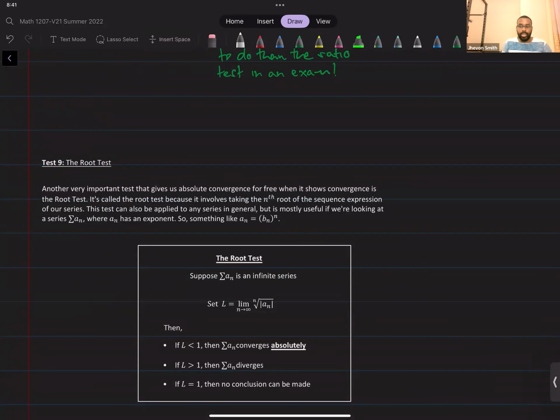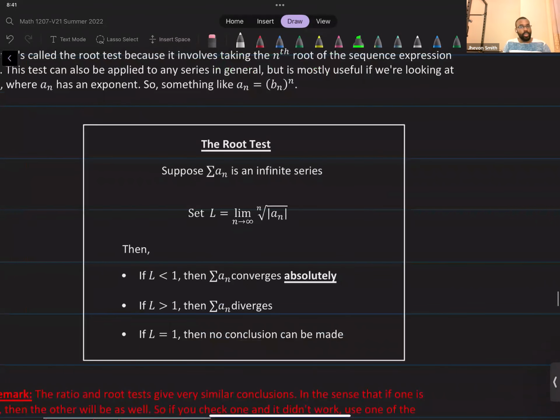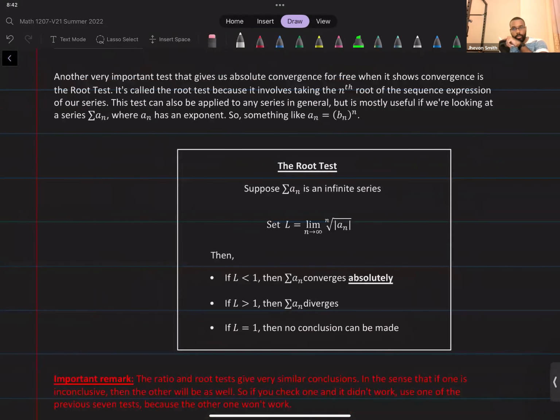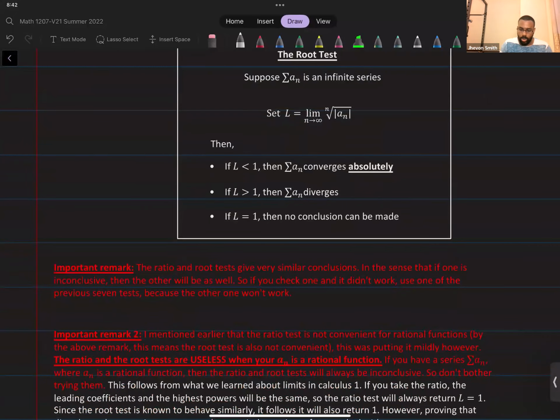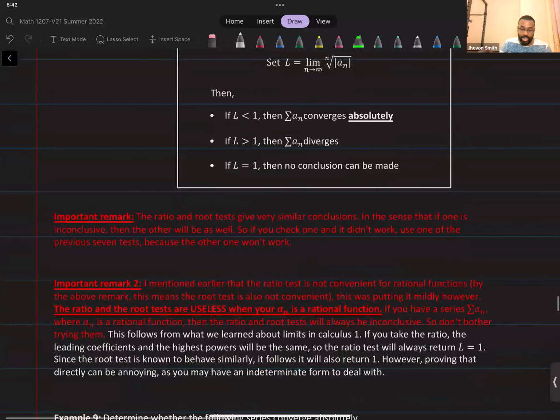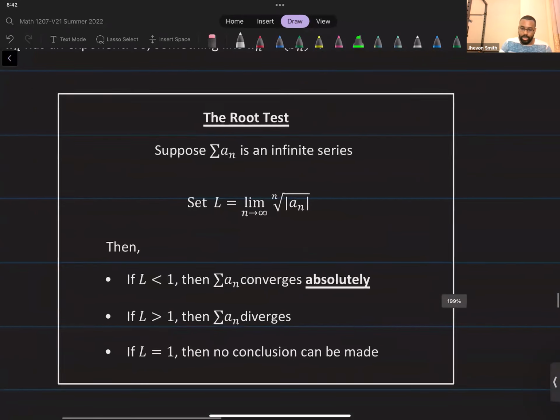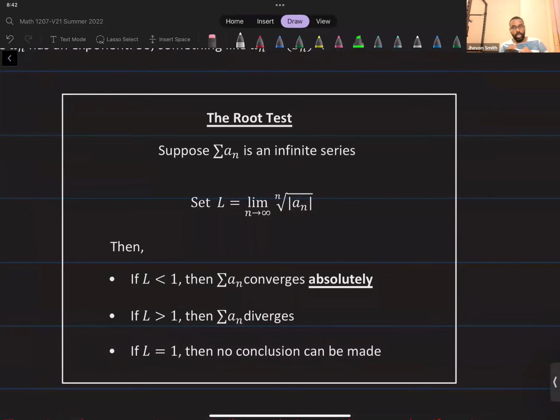This brings us to the 9th test, the root test. And there's another important remark here. The ratio test and the root test, they go... I don't know if I want to mention that. Well, I can actually literally read this to you because I'm doing this thing. So there's another test called the root test, where you're taking the nth root of something, right?